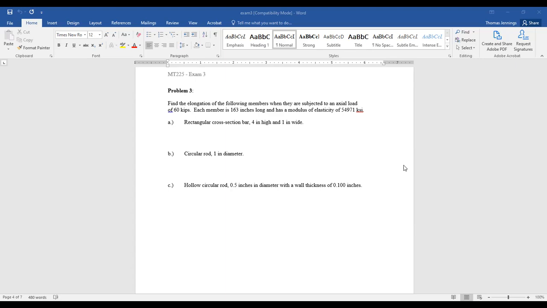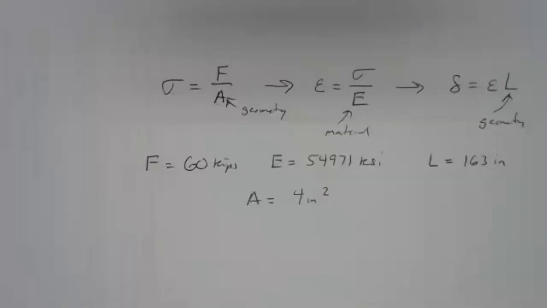So let's just take the first one. First one, we've got a rectangular cross-section bar. It's 4 inches high and 1 inch wide. We are also given the length. The length is the same for each one. It's 163 inches long. No special significance to that number. So that's 4 square inches. So let's see how that would work out.